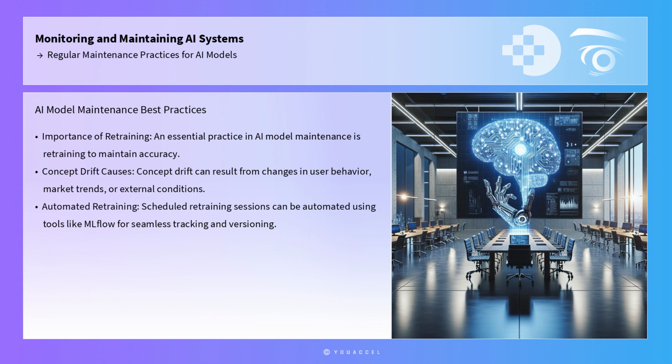An essential practice in AI model maintenance is retraining. As data distributions shift, a phenomenon known as concept drift, models need to be updated to maintain their accuracy. Concept drift can result from various factors such as changes in user behavior, market trends, or external conditions. A practical approach to addressing concept drift is to implement scheduled retraining sessions. This can be automated using tools like MLflow, which allows for seamless tracking and versioning of experiments, making it easier to manage multiple iterations of a model.